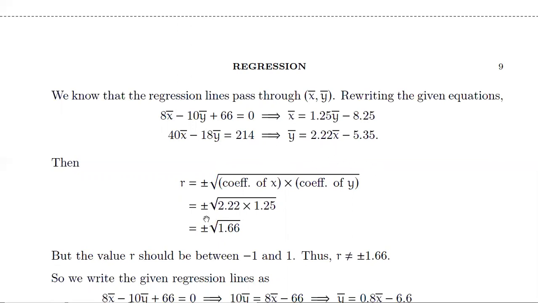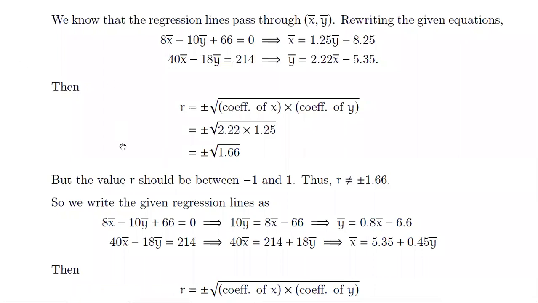Now how do we get the value of r? R is equal to plus or minus root of coefficient of x into coefficient of y. The coefficient of x here is 2.22 and the coefficient of y is 1.25. So if you solve this, the correlation coefficient value r will be plus or minus root of 1.66. But we know that the correlation coefficient r must lie between minus 1 and plus 1. So this value of r cannot be taken, or we cannot consider this value for r.